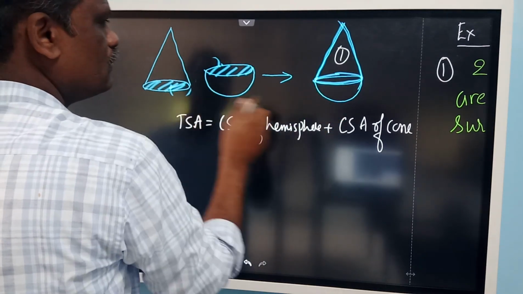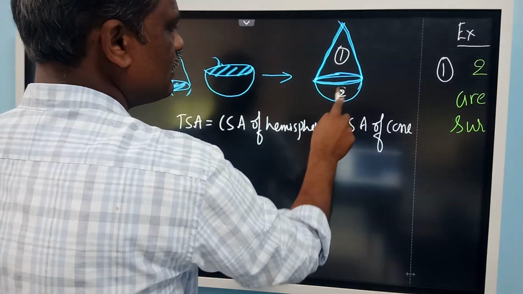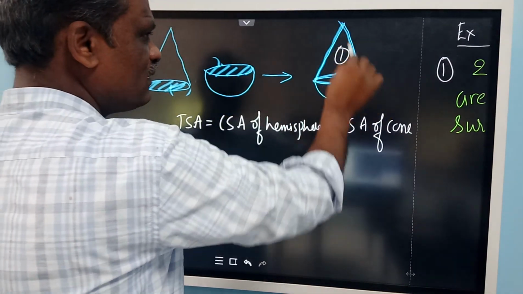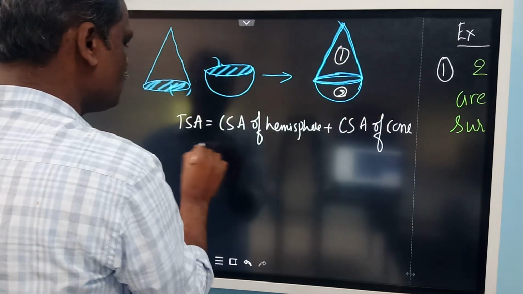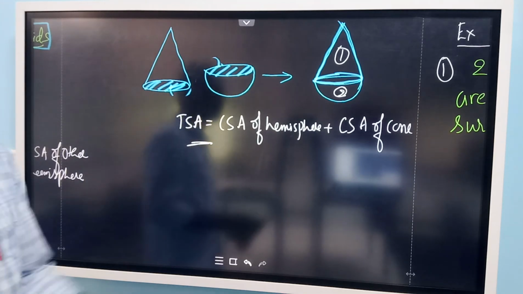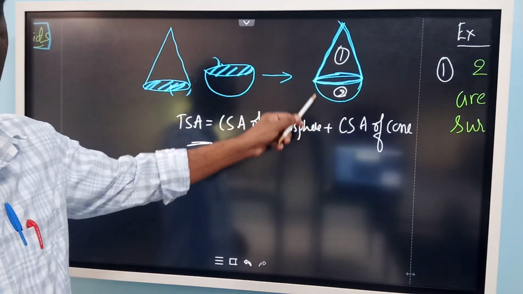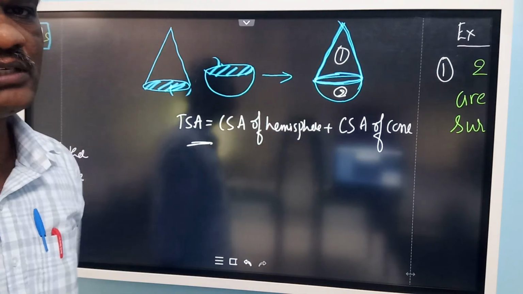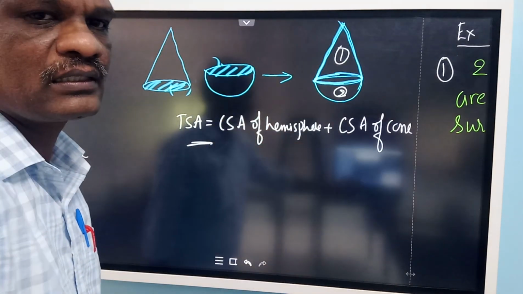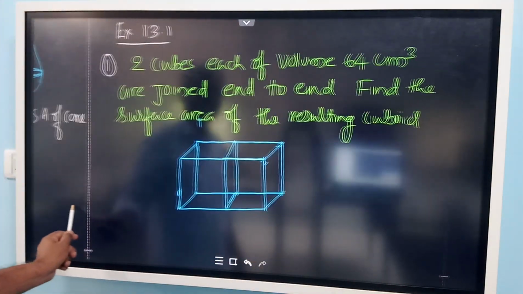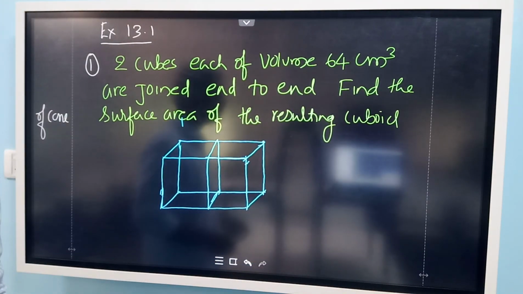Then the second part here, curved surface area of the hemisphere. So together, curved surface area of the cone and curved surface area of the hemisphere gives the total surface area of the new solid that we get. So here we have a combination of two solids. One is cone, other one is hemisphere. Such type of problems only we are going to learn in this class. Now, we'll take up one question here in exercise 13.1.